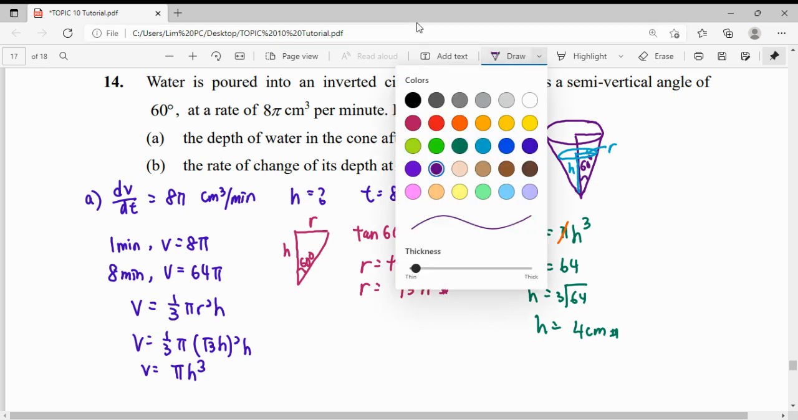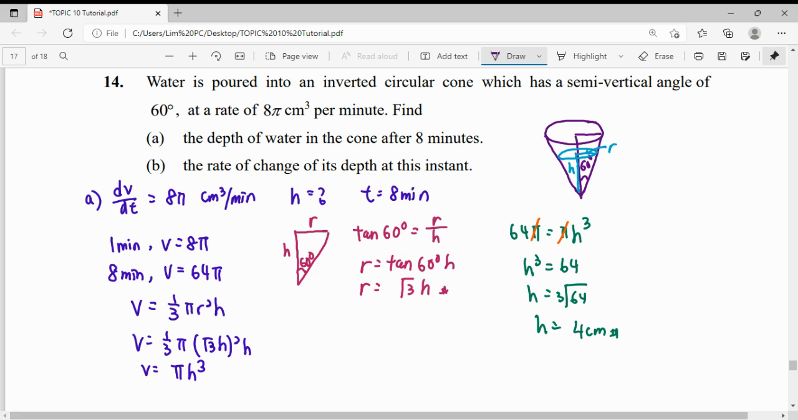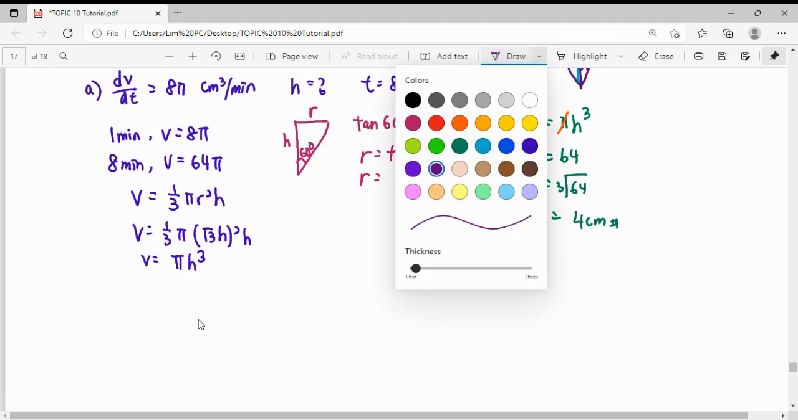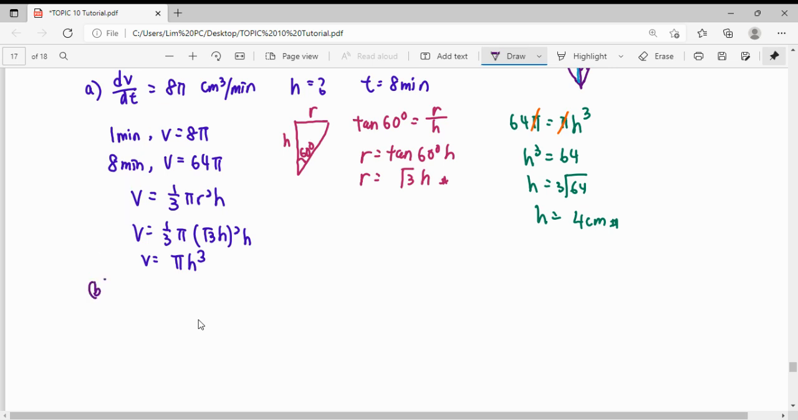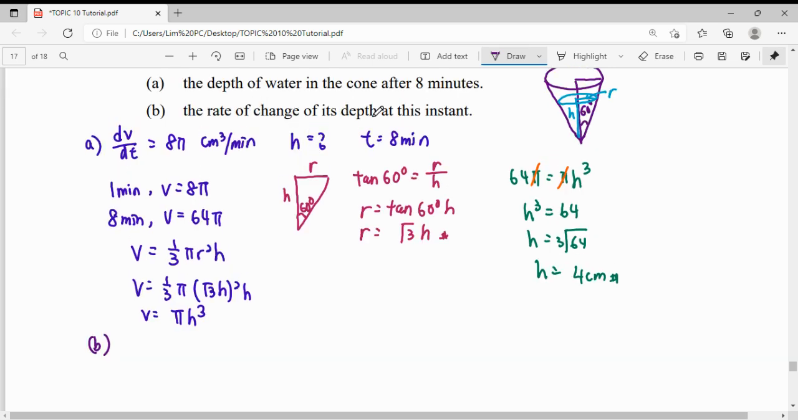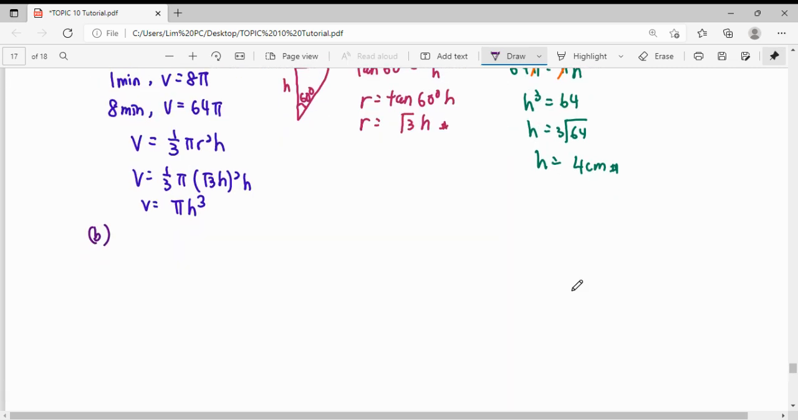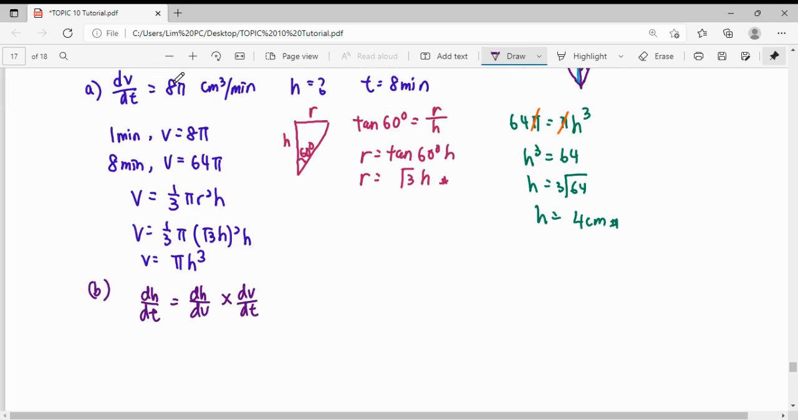Then we go to part B. For question B, they ask us to find the rate of change of this depth at this instant, meaning when time equals 8 minutes and height equals 4 cm. So they ask us to find the rate of change of the depth, which is dh/dt. We can get dh/dt from the chain rule, where dh is linked to the quantity volume, and then volume is linked back to time. We can see dV/dt is already given in the question. Now we need to find our volume in terms of h and differentiate.